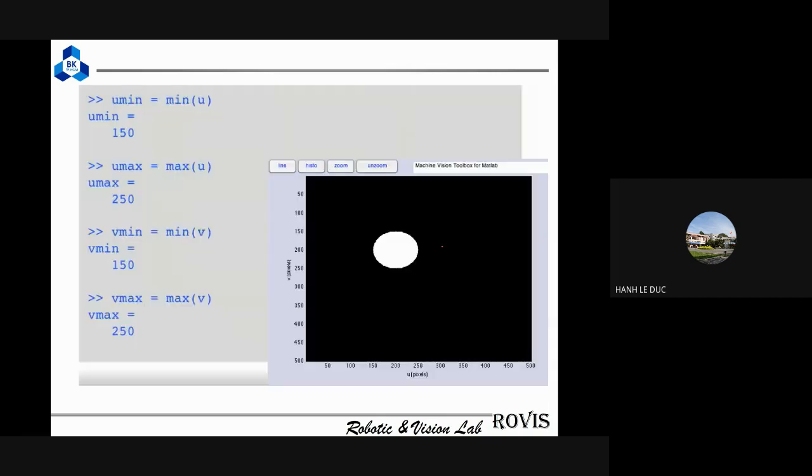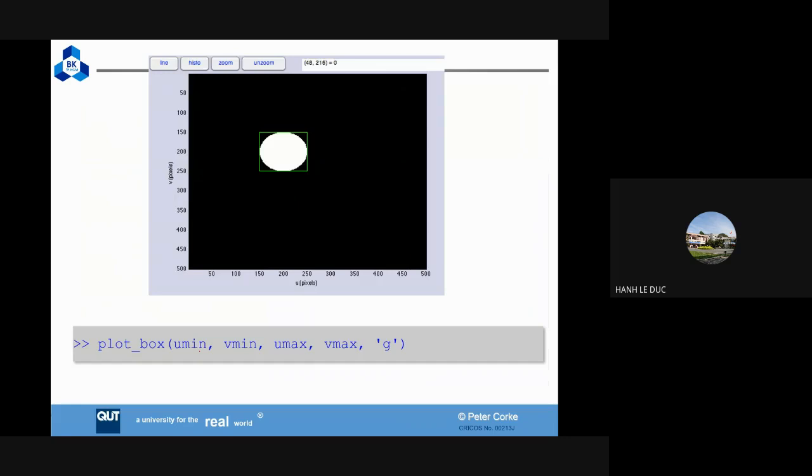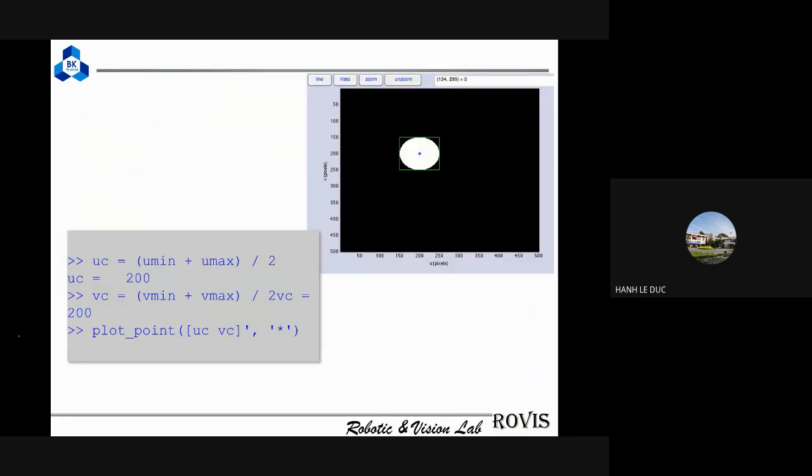Okay, here for example by calculation, you have the U min 150, U max is 250, and this is V min and V max. And then the center is just the average: plus and then divide by 2. The center of it is 200 and 200.